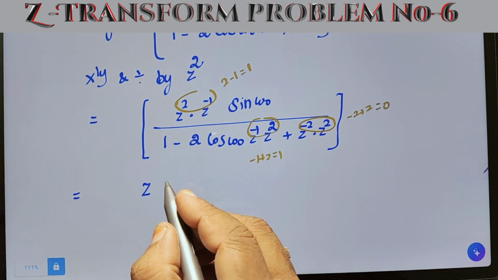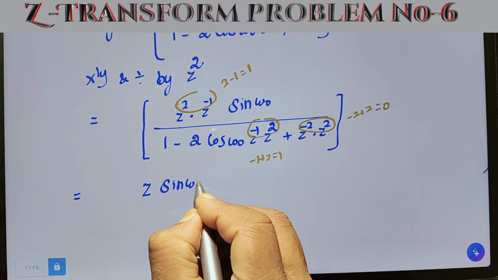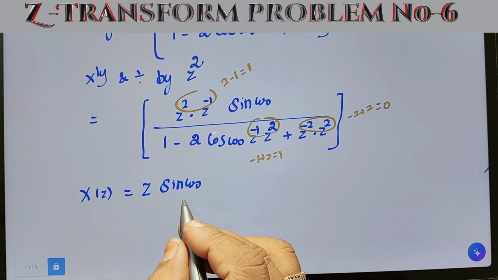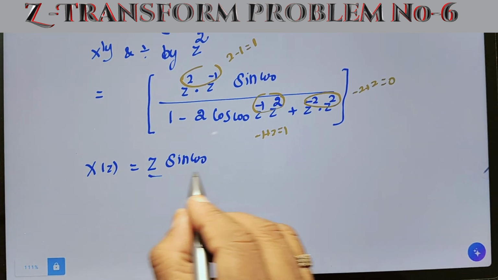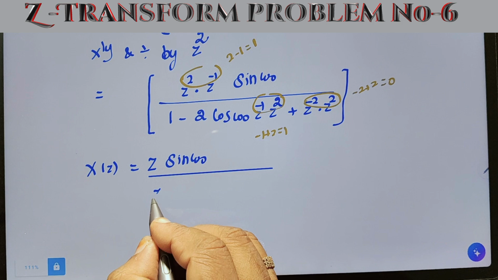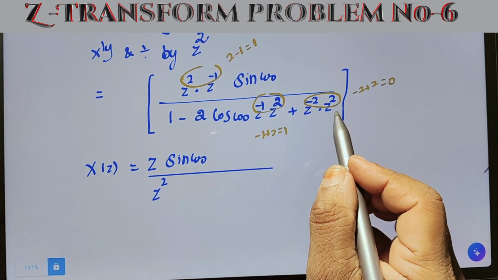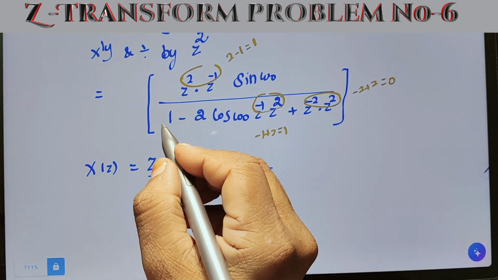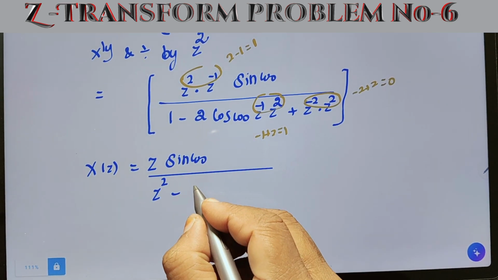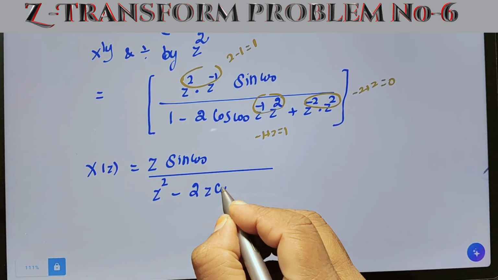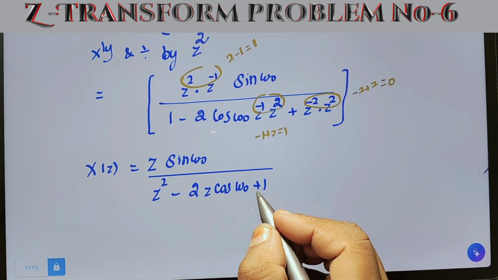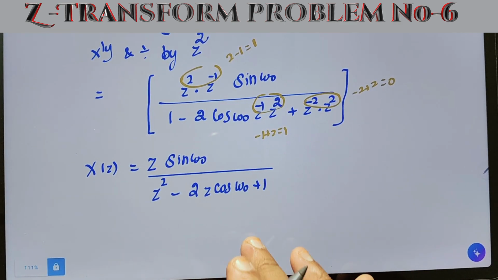Likewise, next line, z power 1 sine omega naught. Here write X of z equal to z sine omega naught the whole divided by z square minus 2z cos omega naught plus 1.